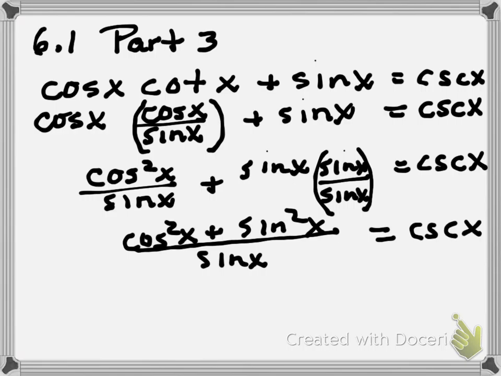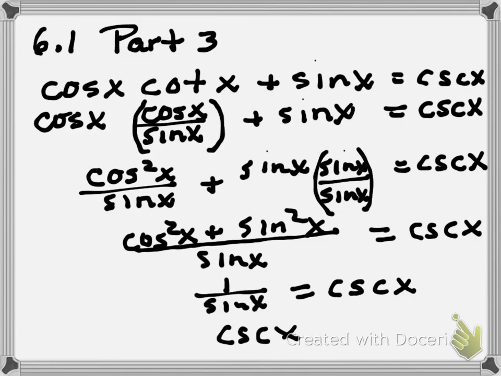But again, the Pythagorean identity, cosine squared x plus sine squared x is 1. And 1 over sine x is cosecant x.